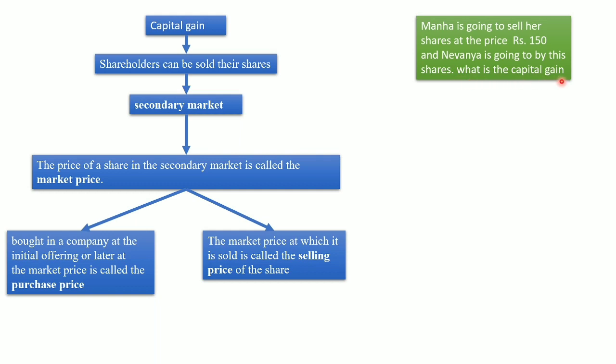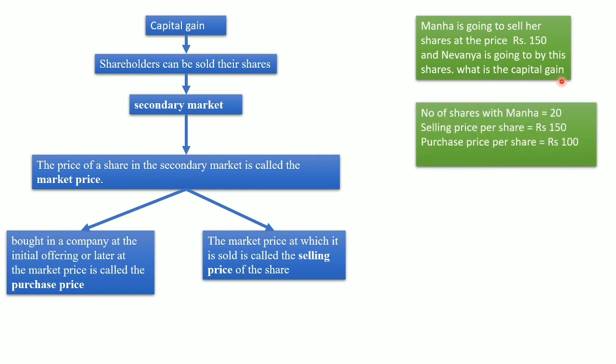What is the capital gain? The number of shares with Manha is 20. The selling price of the share is 150. Now you can see here Manha is going to sell her shares at 150 rupees. The purchase price per share is 100 rupees. What is the value at which Manha bought these shares? By 100 rupees. Yes, the company gave this share at a value of 100 rupees per share. Now you can see she is going to sell it at 150.